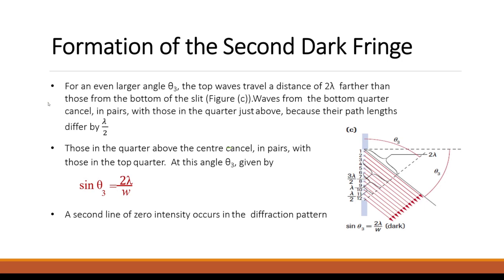And so if we push this theta even further to a theta 3, we'll say, we see the formation of the second dark fringe, because the top waves are traveling an extra distance of 2 lambda farther than those at the bottom of the slit. And so we get a second dark fringe formation represented by this expression, and a second line of 0 intensity occurs in the diffraction pattern.